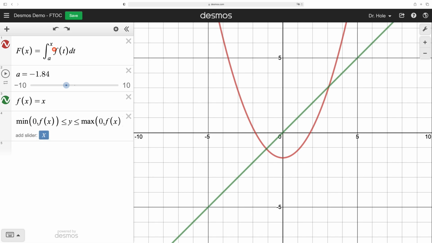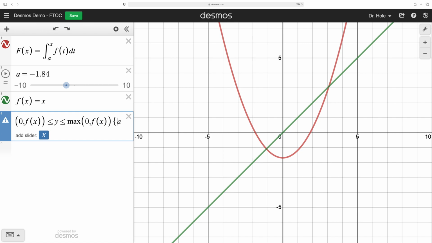All right. Let's type in a new line, min of, open parentheses, the value of 0 and the value of f of x. So take the smaller of these two, less than or equal y, which is just any y that's going to correspond with any x, less than or equal to the maximum of those same two quantities.